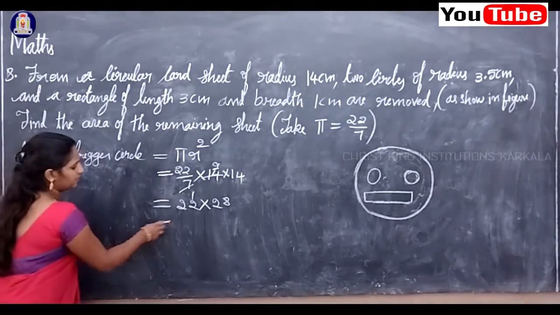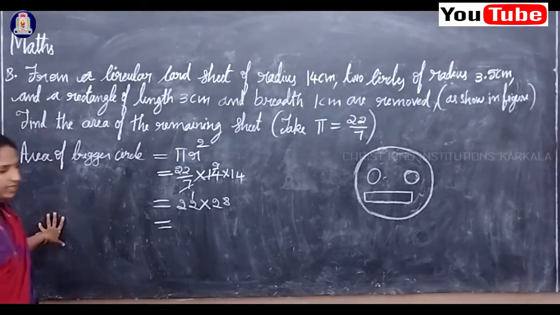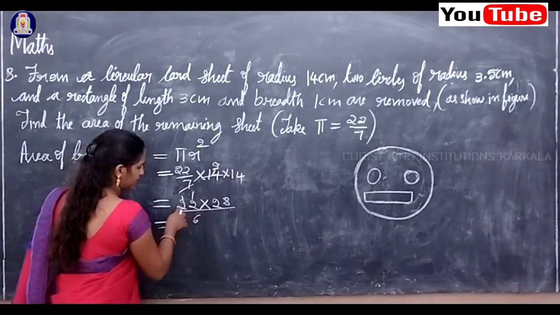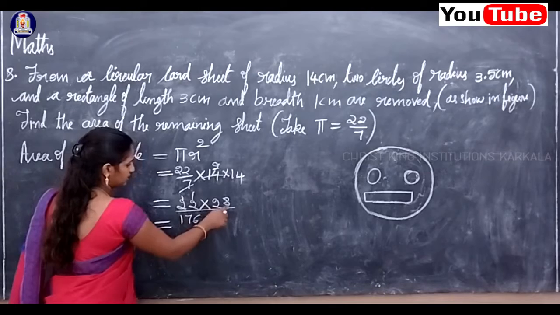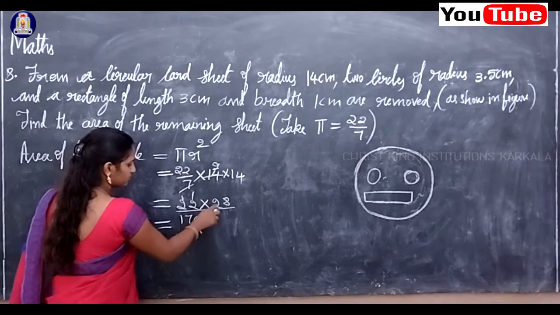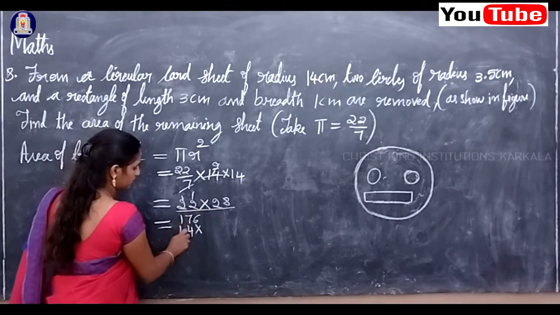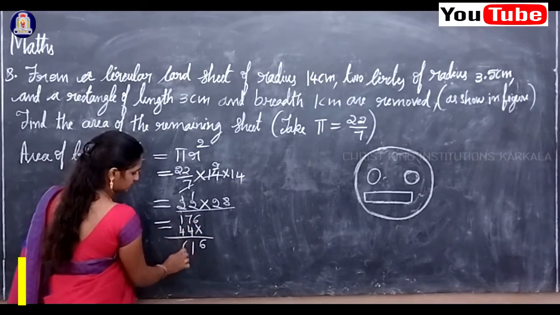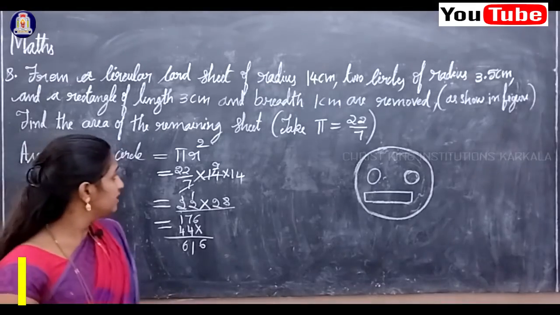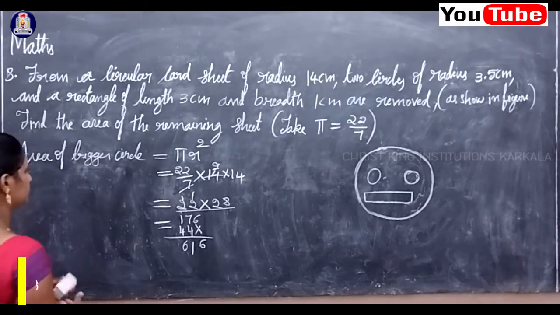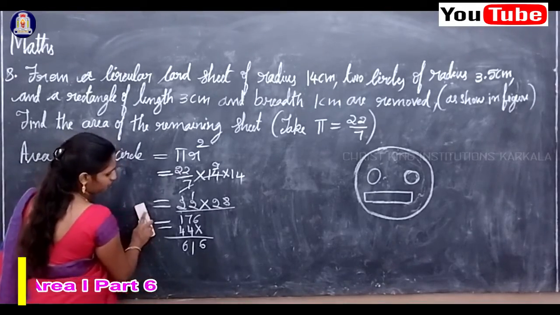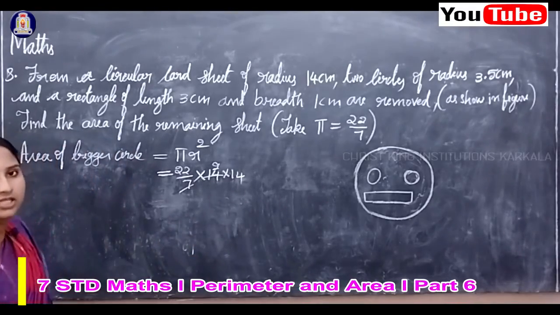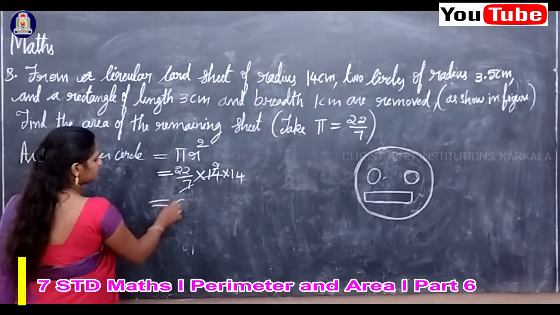So now we multiply 22 into 28. 8 twos are 16, 1 remaining. 8 twos are 16, 16 plus 1 is 17. Now 2 twos are 4, 2 twos are 4. So the answer is 616 centimeter square. Clear? So this is the area. So now we got the answer, 616 centimeter square. This calculation we can do on the side.